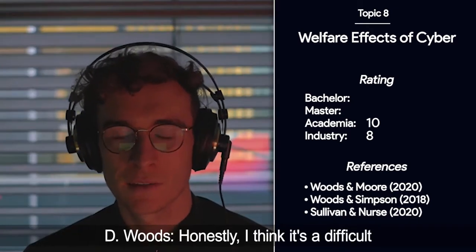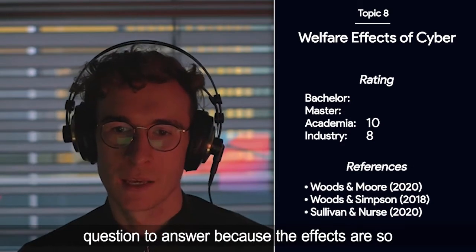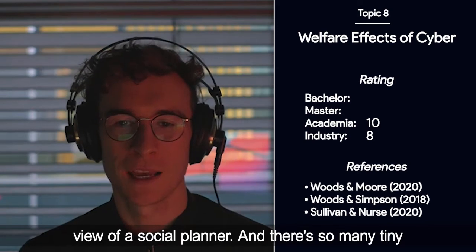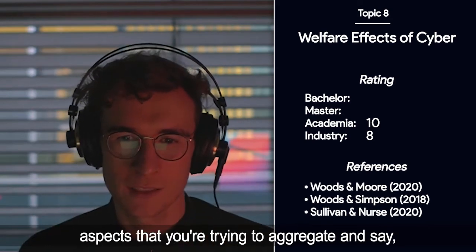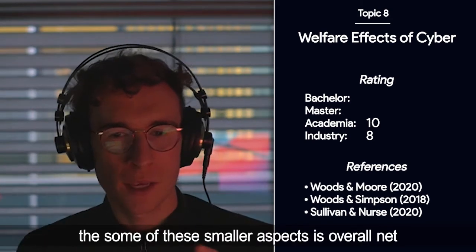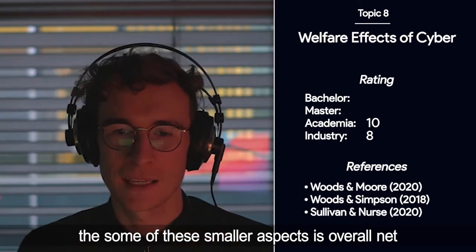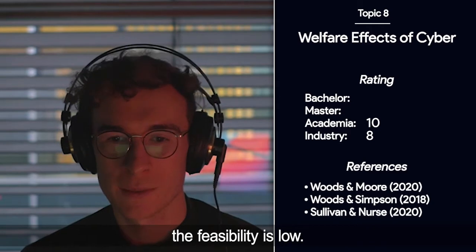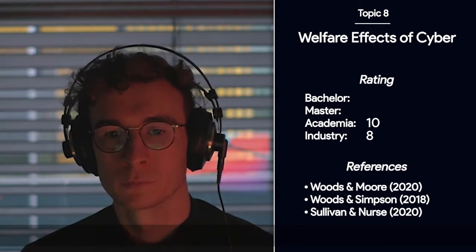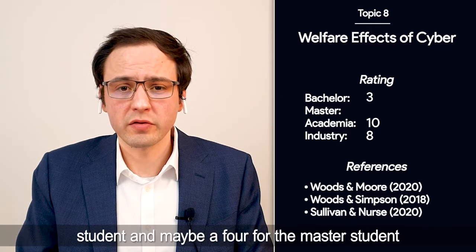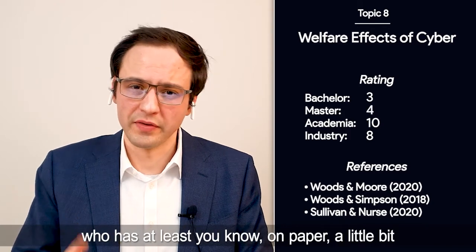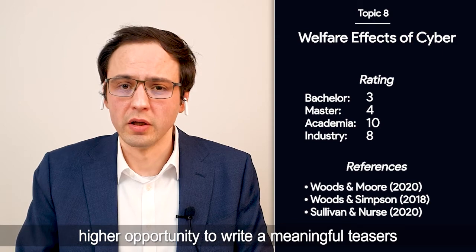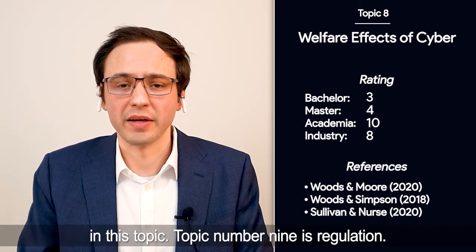Honestly, I think it's a difficult question to answer because the effects are so diffuse. You're looking at this from the view of a social planner, and there are so many tiny aspects that you're trying to aggregate and say the sum of these smaller aspects is overall net positive or net negative. So I think ultimately the feasibility is low. Let's give it a 3 for the bachelor student and maybe a 4 for the master student, who has at least, on paper, a little bit higher opportunity to write a meaningful thesis in this topic.